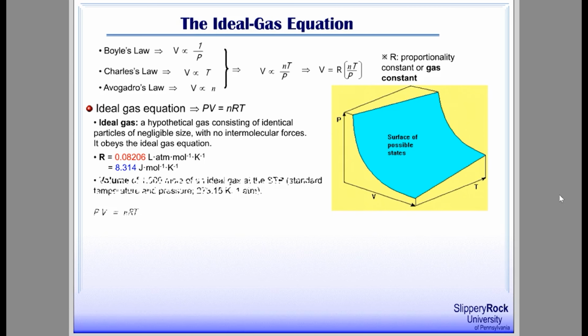The volume of 1.000 mole of an ideal gas at STP can be calculated using the ideal gas equation. STP stands for standard temperature and pressure, which are 273.15 Kelvin and 1 atm. The ideal gas equation can be rewritten with respect to volume, that is, V equals nRT over P. Plug in all the given values.